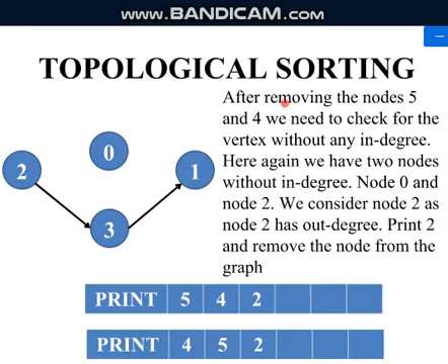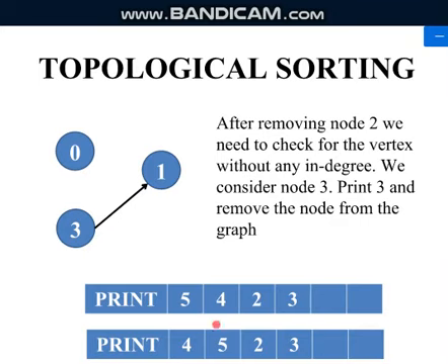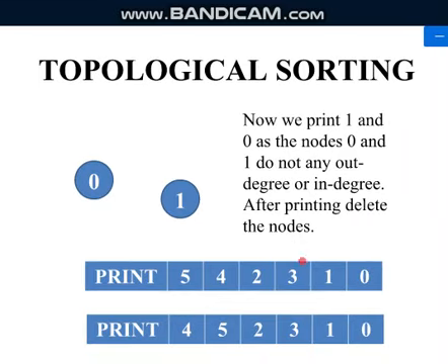So here, after removing the nodes 5 and 4, we need to check for the vertex which doesn't have any in degree. Here 2 doesn't have any in degree. You have 0 also, but 2 has an out degree, so for now we will consider that 2. Okay, we consider that 2, then again we will delete that 2. Now you have 3, so we consider that 3, again we delete that 3. Again we have 1, so we write that 1, and again we have 0, we put that 0.